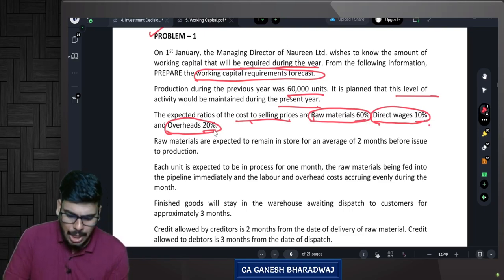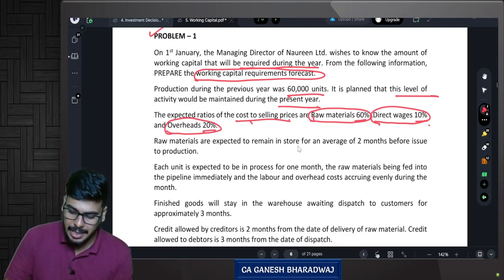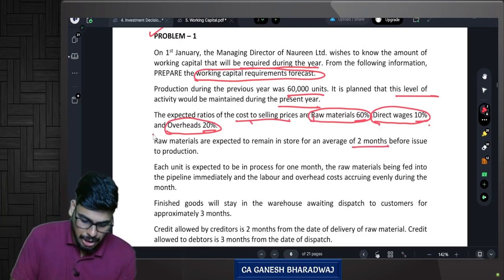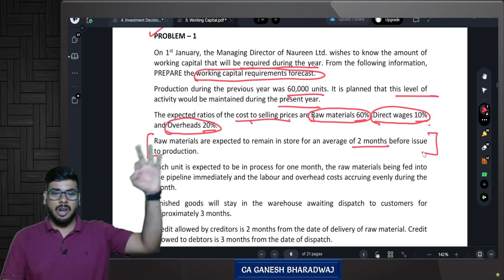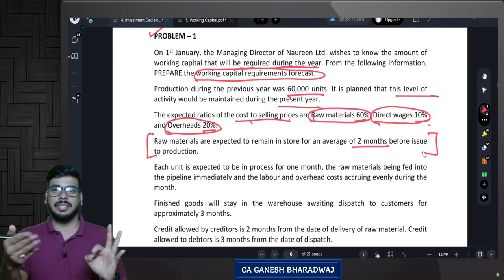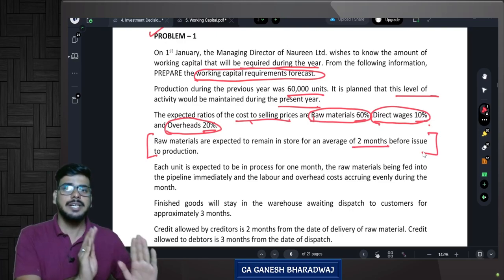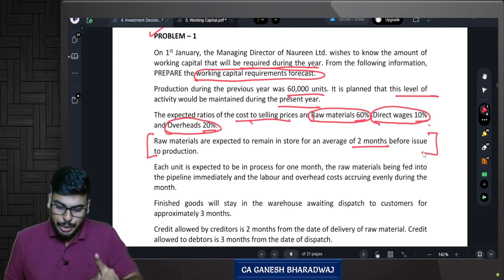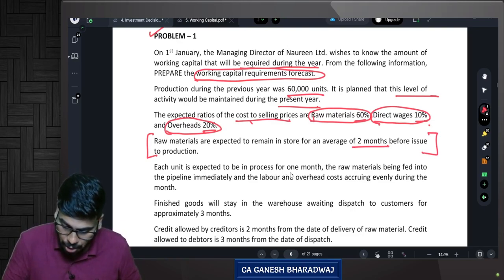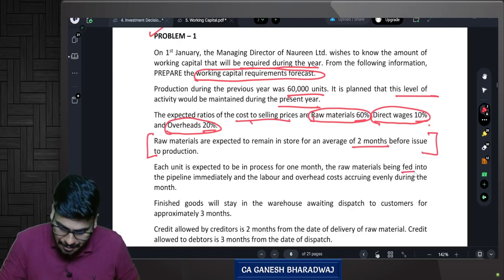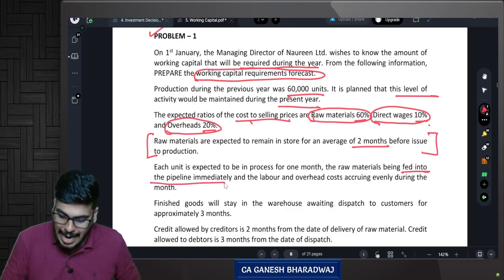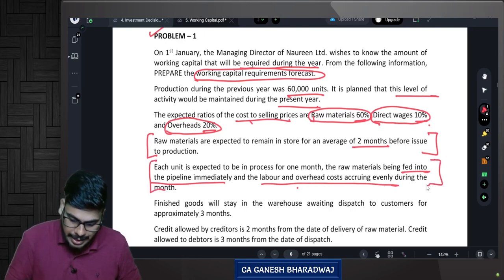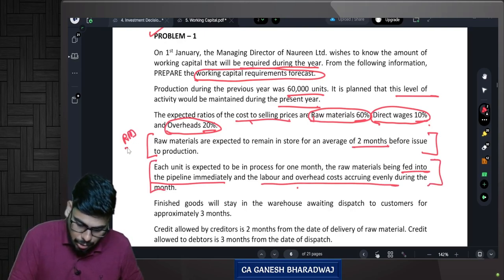Next. Raw materials are expected to remain in store for an average of 2 months before being issued to production. So basically they are saying, if I purchase the raw material today, immediately I will not start converting it into an FG. It has to wait in the godown for 2 months. It is the company's policy, correct? Then each unit is expected to be in the process for 1 month. The raw material being fed into the pipeline immediately and the labor and overhead cost accruing evenly during the month. What they are saying? So raw material stock, 2 months.